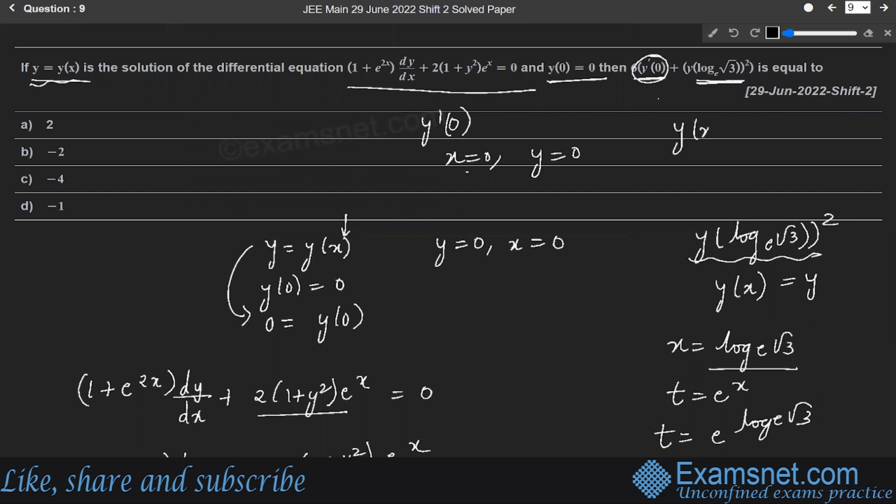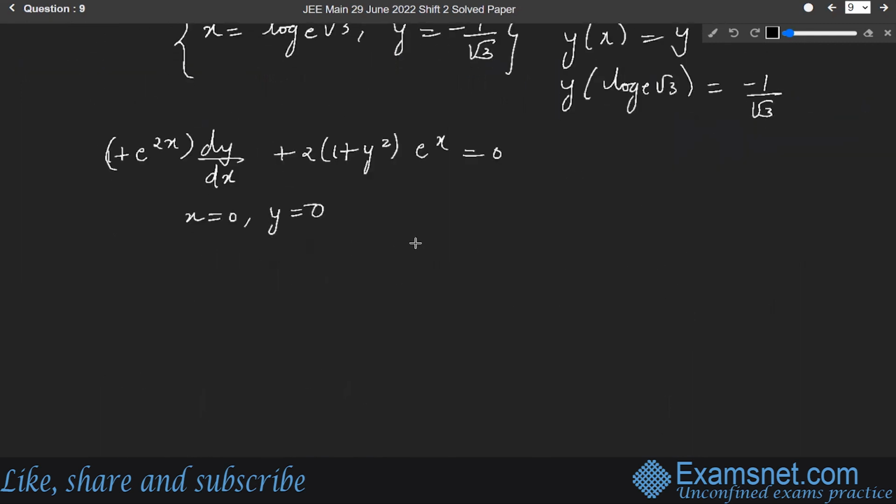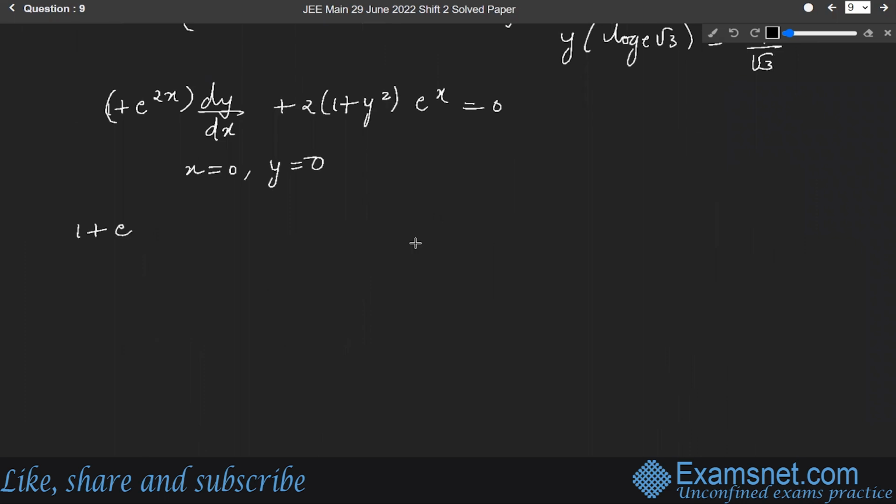We have the expression y of x is equal to y, okay? It means that y of 0 will be what? y dash 0, okay? y dash means differentiation. So let us put x is equal to 0 and let us see what we get as the value of y dash 0, right? So when we put the value here, we have 1 plus e power 2x. 2x means 2 into x. So 2 into 0 is 0. Then dy by dx, it is actually y dash 0. So y dash 0 plus 2 into 1 plus y square. y square means y of 0 square. Then e power x is again e power 0. This is equal to 0, right?